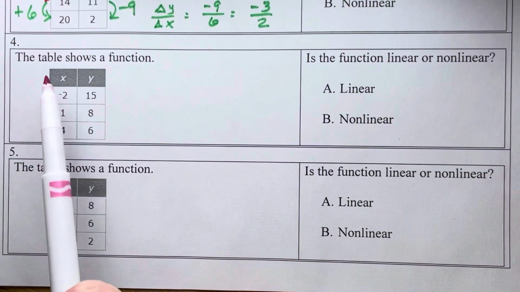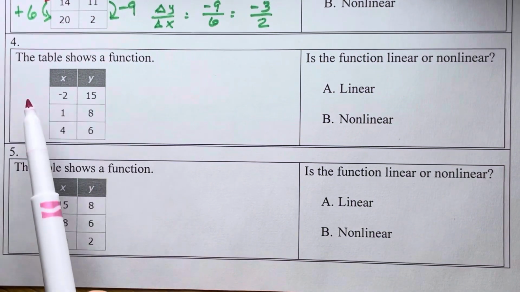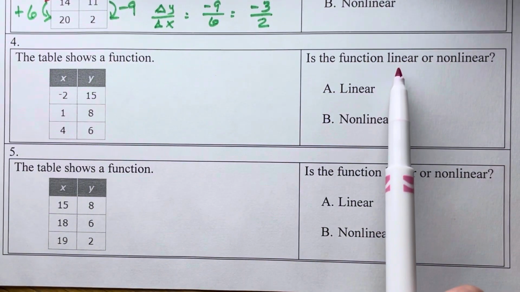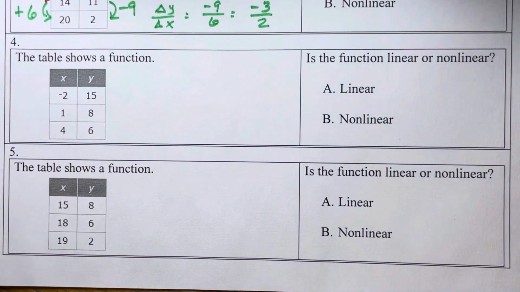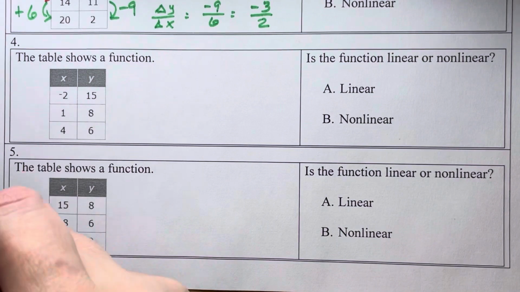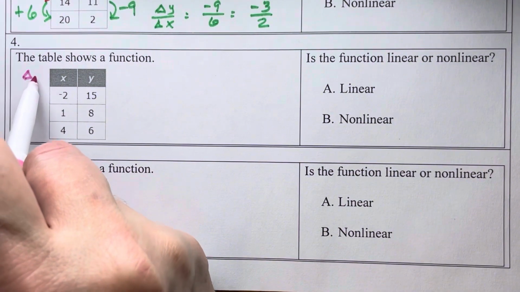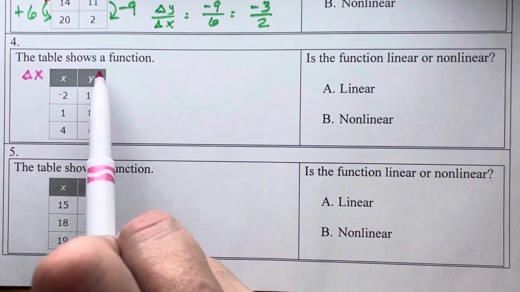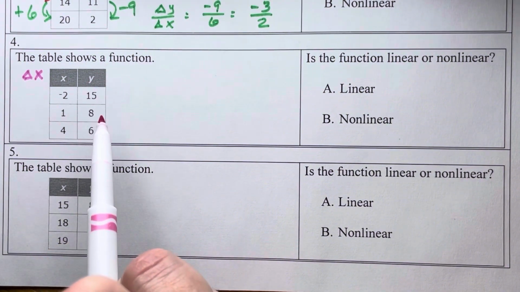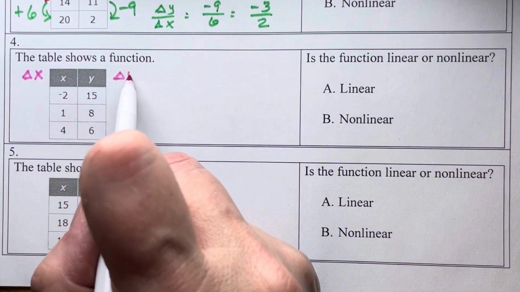In example 4, we have a table that is displaying a function that we need to determine as to whether or not it is linear or nonlinear. As always, on a table, the left side has x values and thus will show a change in them. And the right side of your table has the y values and thus will show a change in the y values.